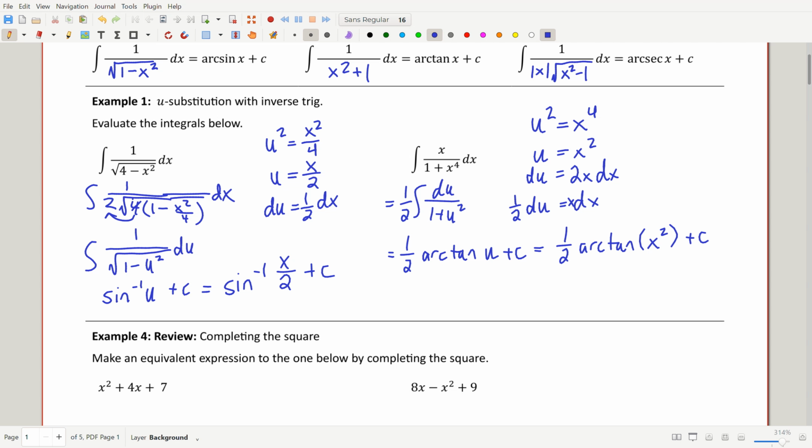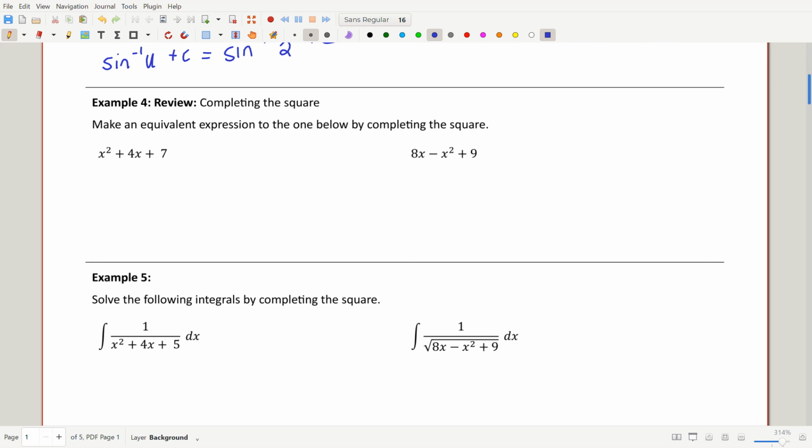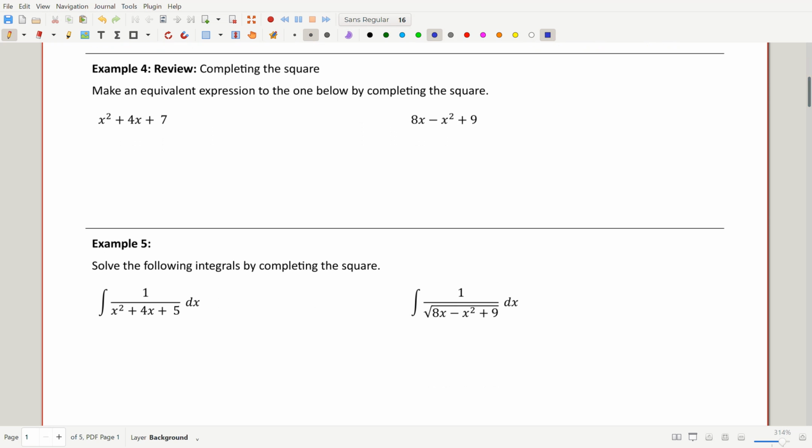Cool. All righty. Everybody's favorite, completing the square. This is the real portion of this lesson. This is what we need to know how to do. Make an equivalent expression to the one below by completing the square. We're not solving a quadratic with this method. We are doing something else. Do you remember how to do this?